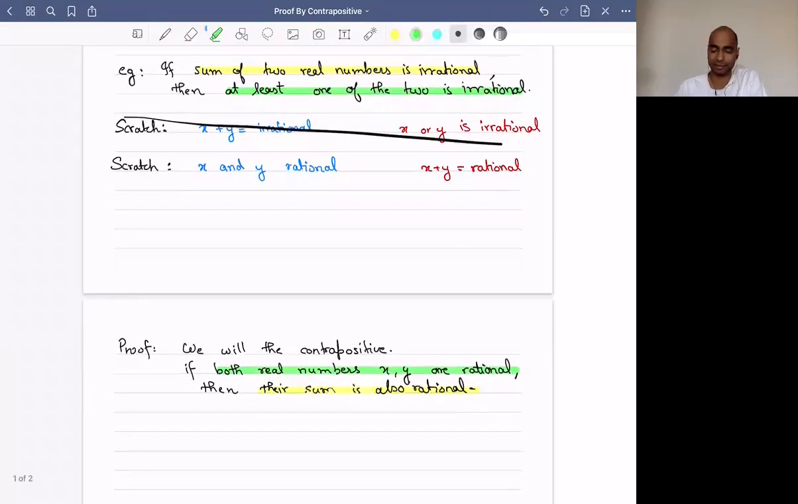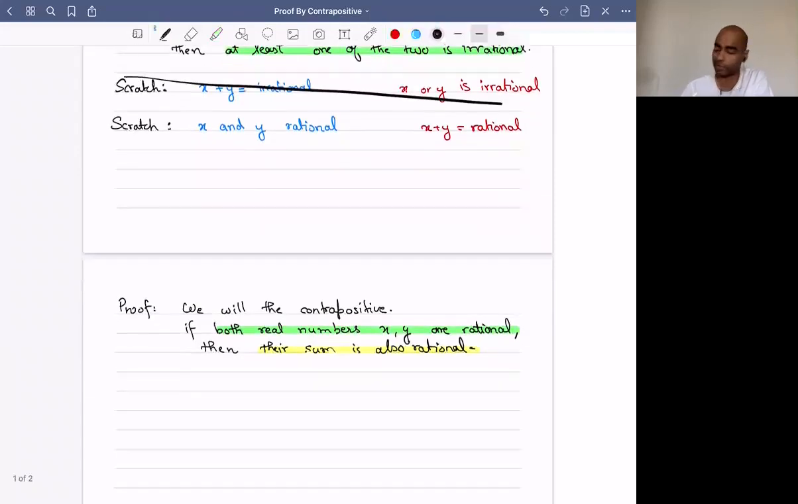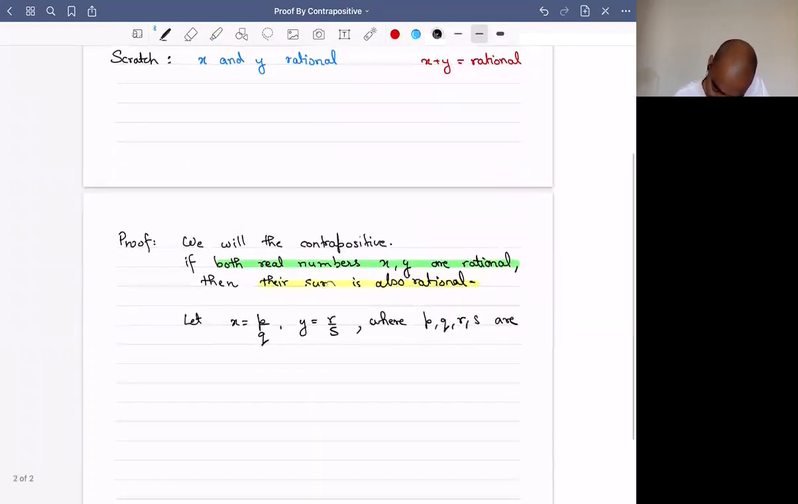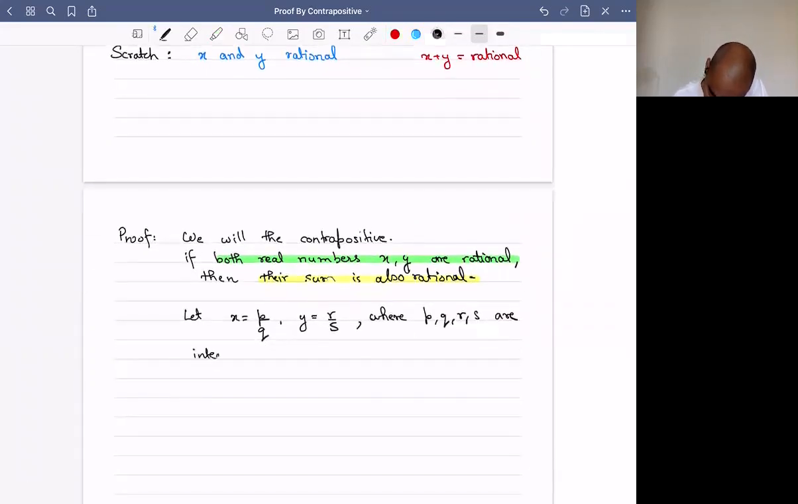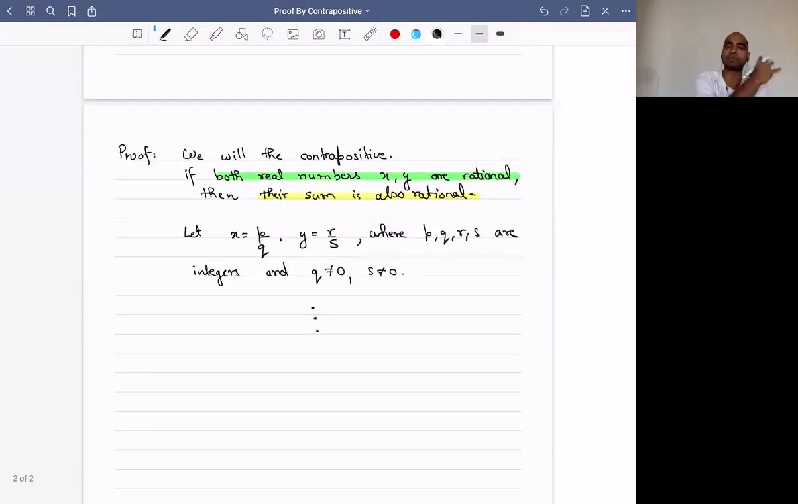Okay, and this is exactly what I did in the previous video, so I won't do this completely. I'll just leave it at: x is equal to p over q and y is equal to r over s, where p, q, r, s are integers and q not equal to 0 and s not equal to 0. And so on. Literally just copy and paste the previous proof here.